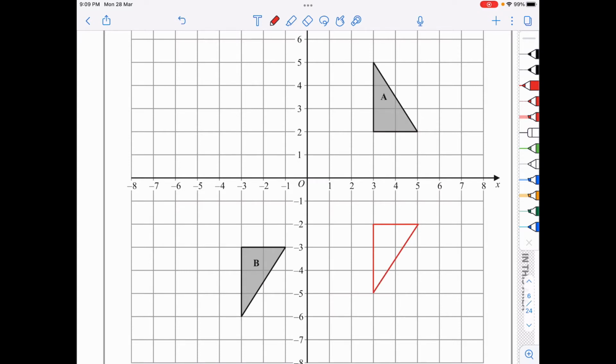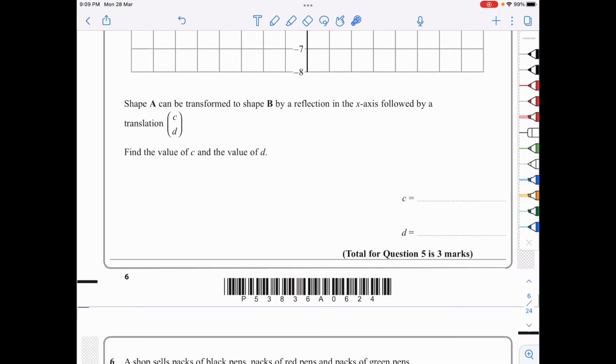And then this needs to be translated to go to B. So I see that I go from 3 to -3. So I go 6 units to the left, so it's -6, and then 1 unit down. So the translation is by the vector -6, -1, which means that C is -6 and D is -1.